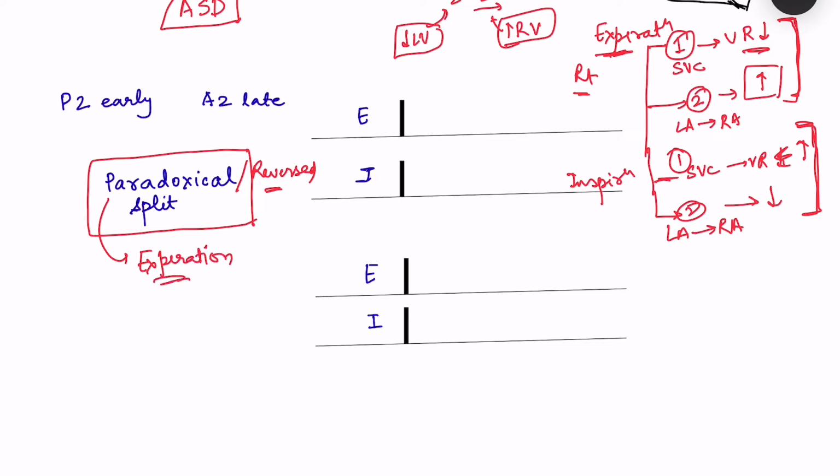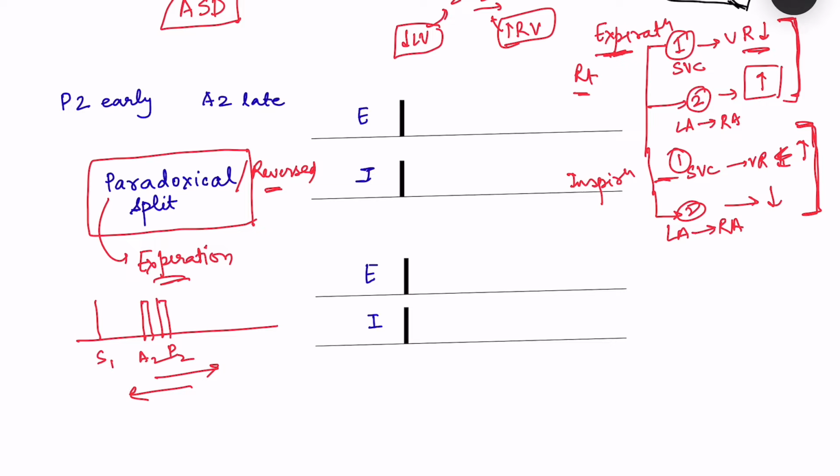Normally we have seen that A2 is early, P2 is late. Now if the opposite happens, let me draw here. If this is S1, and here this is A2 and here this is P2. If A2 moves late and P2 becomes early, then we will see reversed splitting. P2 is early, A2 is late. So we will see reversed splitting, also known as paradoxical splitting, right?